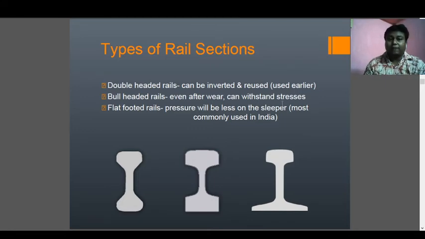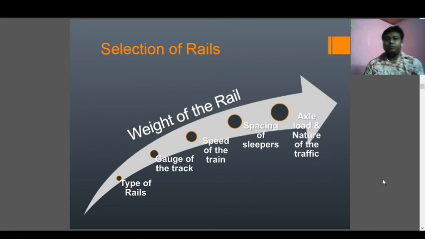The last one is the flat footed rail, which was discussed just in the earlier slide. That is the flat footed rail. Pressure will be less on the sleeper, and it is most commonly used in India. So these are the considerations for selection of rails, meaning when we select which type of rail. Based on the gauge of the track, the speed of the train, the spacing of the sleepers, the axle load and the nature of the traffic, we will select the different types of rails.